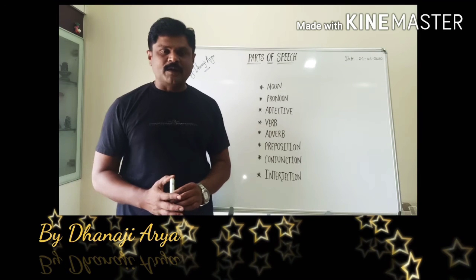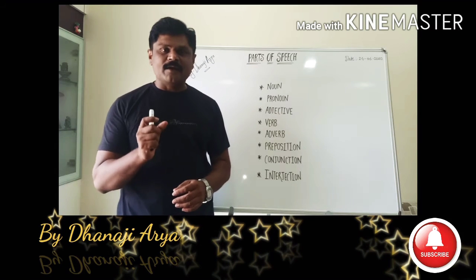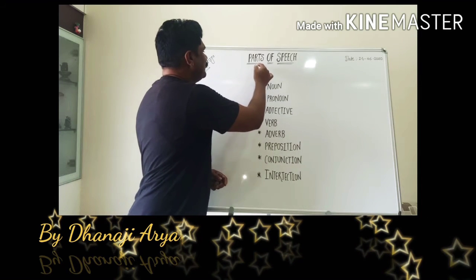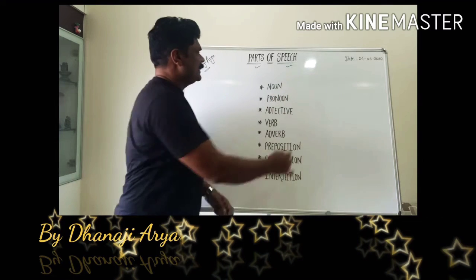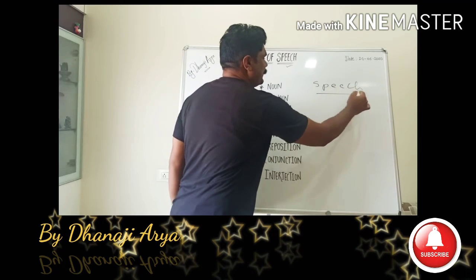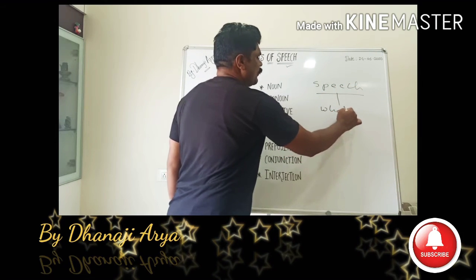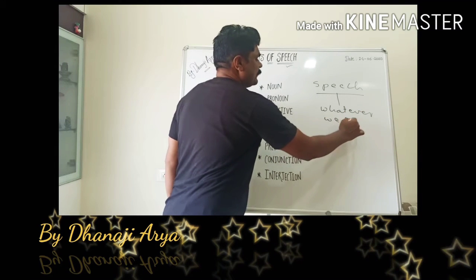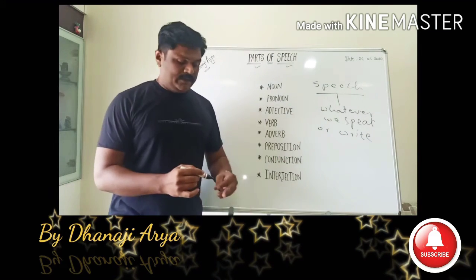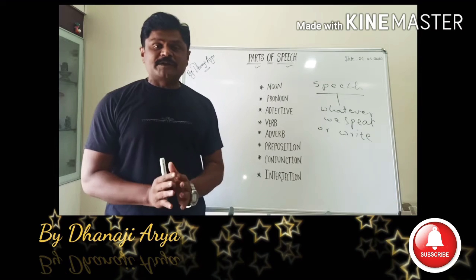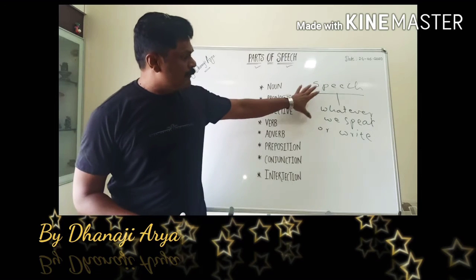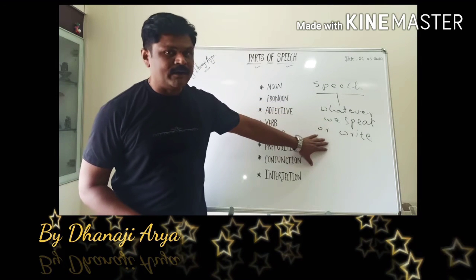So very first we have to understand what exactly the meaning of parts of speech. Just see, there are two words. Number one, parts, and the other, speech. When we speak about speech, speech is nothing but whatever we speak or write. So remember, what is the meaning of speech? We have to understand first. The meaning of speech is whatever we speak or write.